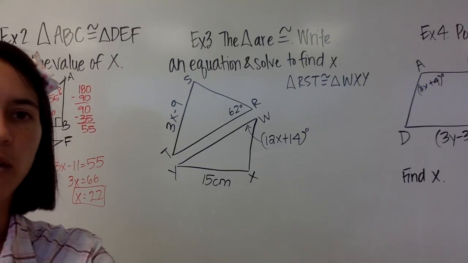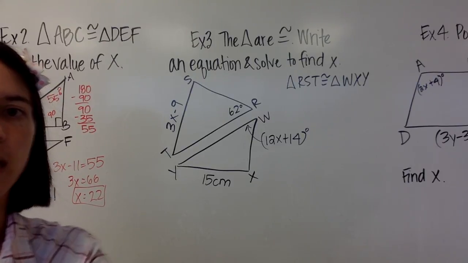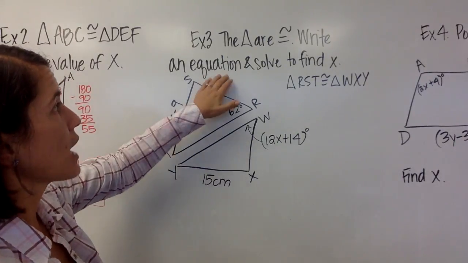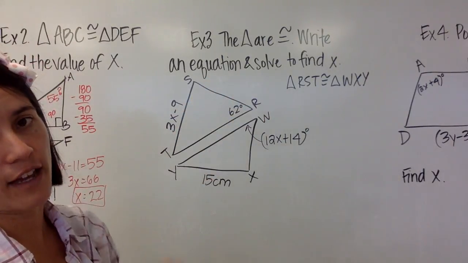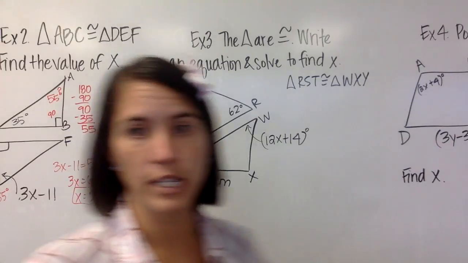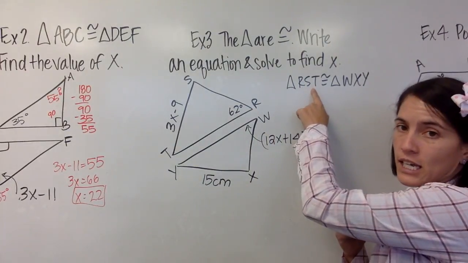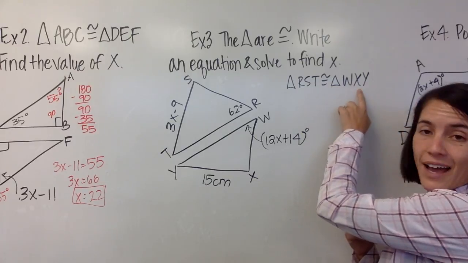All right, example 3. Copy it down. The triangles are congruent. Write an equation and solve to find x. So we need to write an equation and then we need to solve the equation to find x. I have 2 congruent triangles. RST is congruent to WXY.